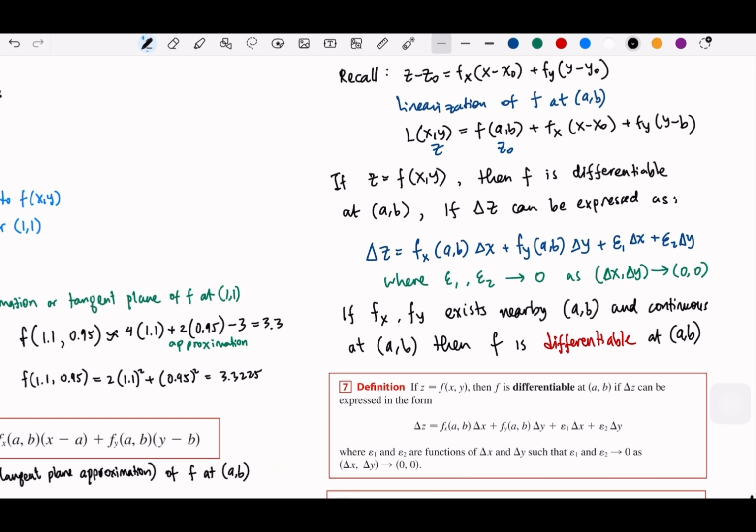I think I will just stop here. The next part will be an overview of the chain rule. Okay, that will be for next week: the chain rule and the directional derivative.